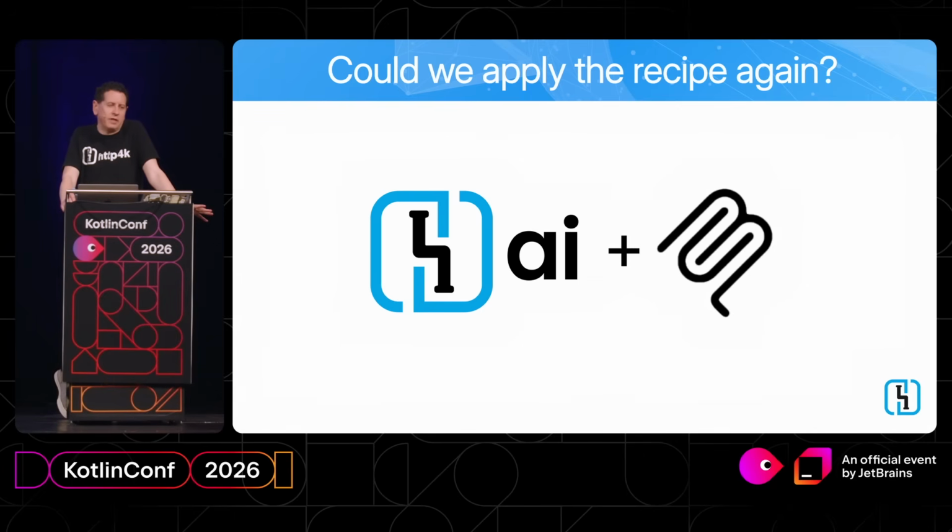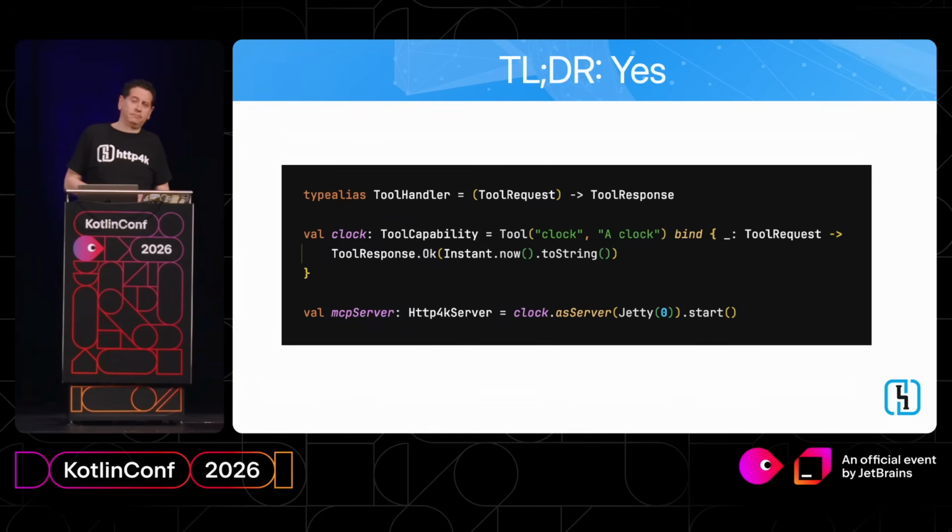But we knew that the MCP was probably going to be something special, and so we definitely wanted to actually support it. And so the question was, could we pull off the same trick again and really get down to simplicity? And the TLDR is yes. So what you've got on the screen is a fully compliant MCP server in 2 lines of code, if you don't count the type alias at the top.